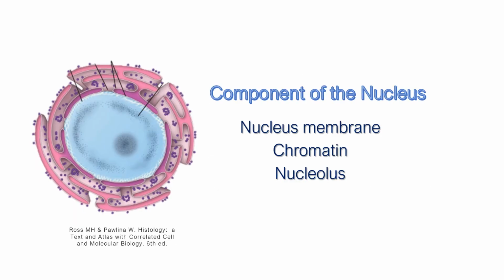There are three components of the nucleus: nucleus membrane, chromatin, and nucleolus, or nucleoli if more than one. This is the picture of the nucleus, and this is the nucleus membrane on the outer side of the nucleus, and this is the chromatin that is aggregated or spread around the nucleus, and this is the nucleolus.